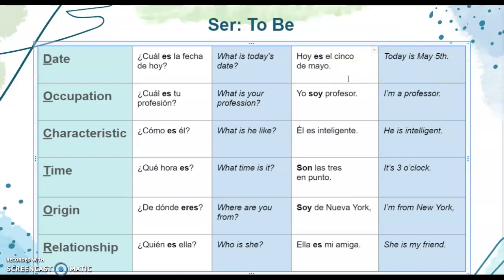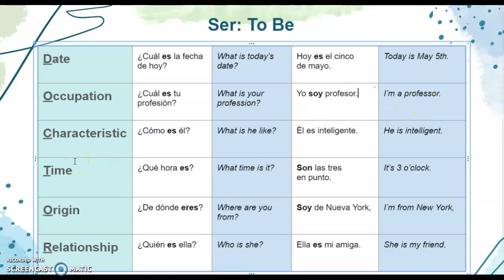All right, we're going to use the verb ser also when we're talking about occupation. So I might ask, ¿Cuál es tu profesión? What is your profession? The answer might be, yo soy profesor. So I'm still using the verb to be, but I have to conjugate it differently because the subject of the sentence is yo. Yo soy profesor.